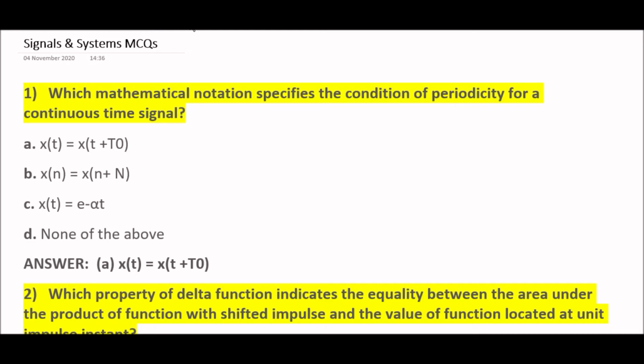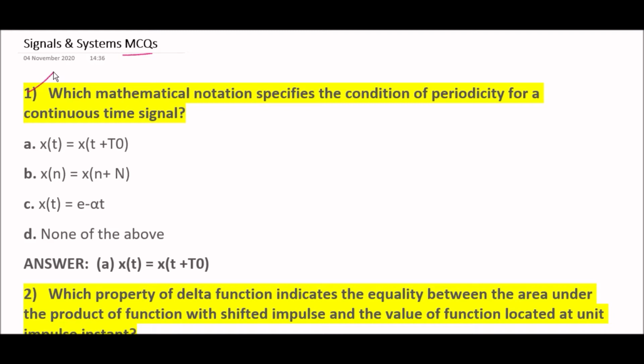In today's session we are going to discuss signals and system multiple choice question and answer for your upcoming examinations. Okay, so now let's begin the session. First question is, which mathematical notation specifies the condition of periodicity for a continuous time signal? Option A, B, C, D are given here.